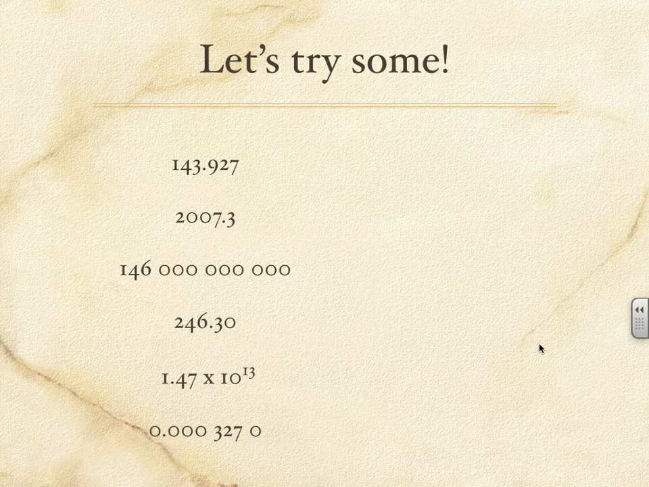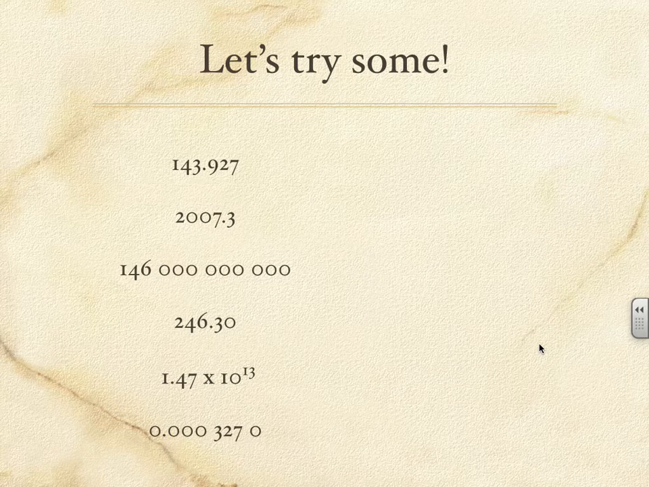Now we get to 0.0003270. Lots of zeros, man. The ones at the beginning never count. The one at the end counts only if I see a decimal, which I do. So my uncertain digit here is going to be the last 0.